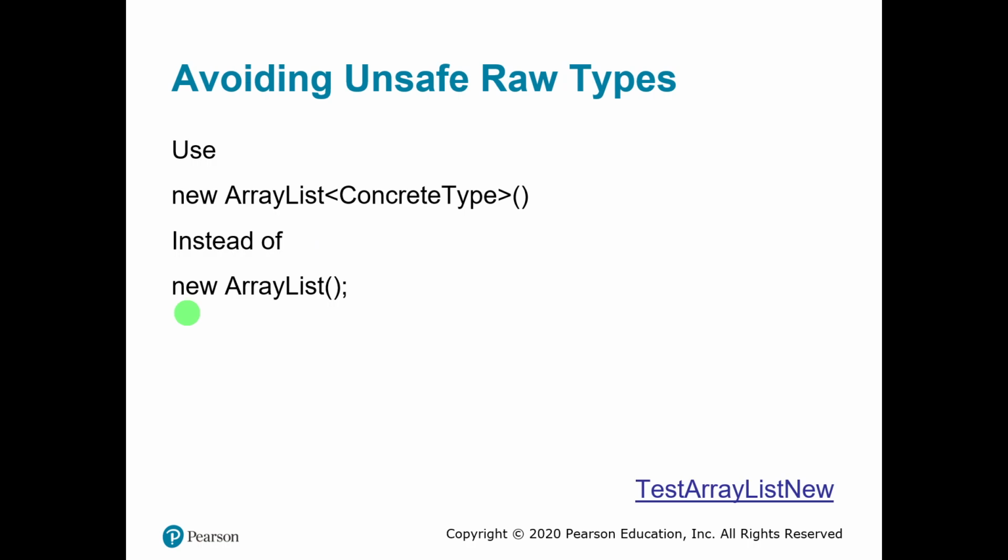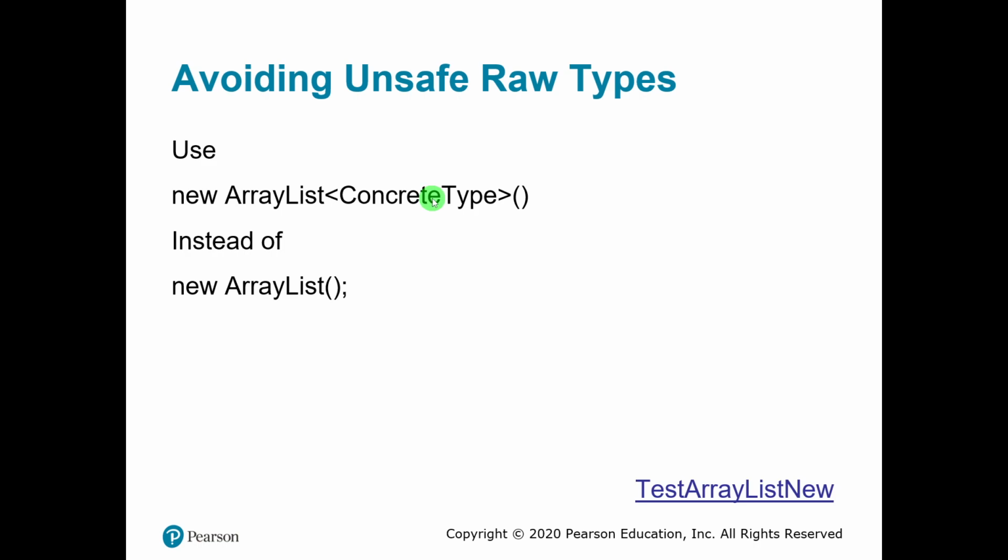So avoid that. Don't use it. Don't create a new ArrayList without a type diamond. Always, when you create the ArrayList object, make sure you have the type diamond. And remember that I think since JDK 1.7, you don't actually have to put the concrete type in on the right side if you have it in the variable on the left side.